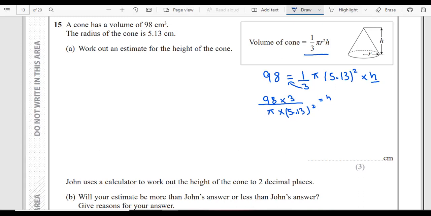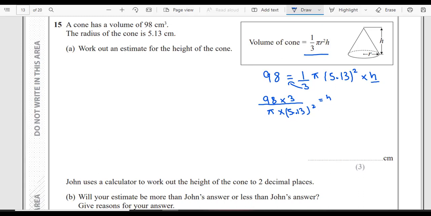Could it be 3 times 294 divided by? I've got 294 on the top over pi times 26.3169. Okay, and what is the exact answer? I'm not sure what to do from here. I've got that and I've got equals h. I don't know.